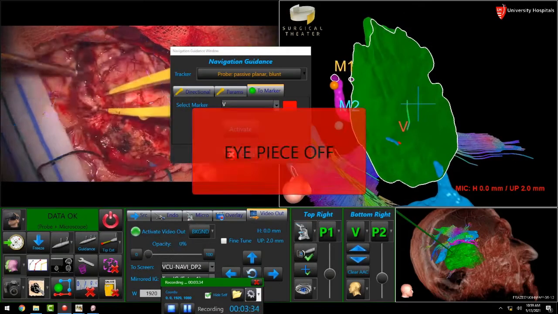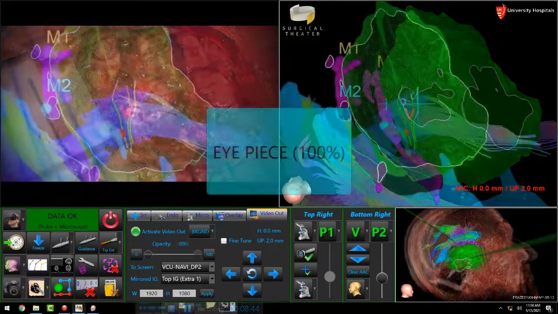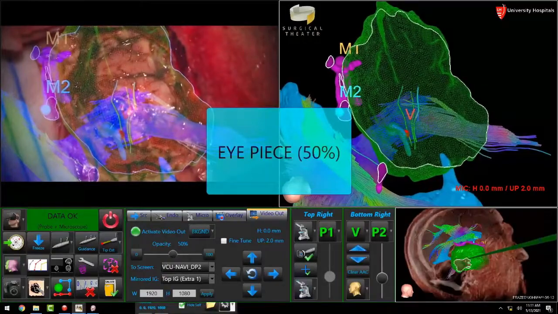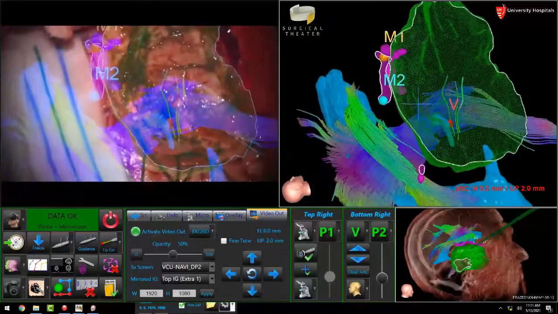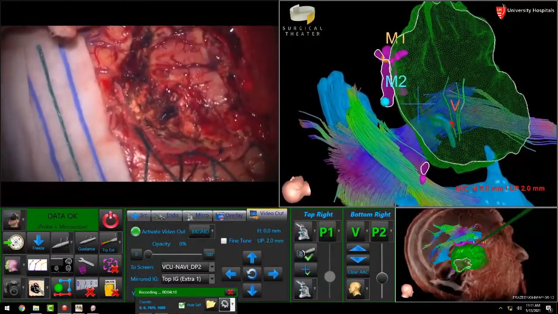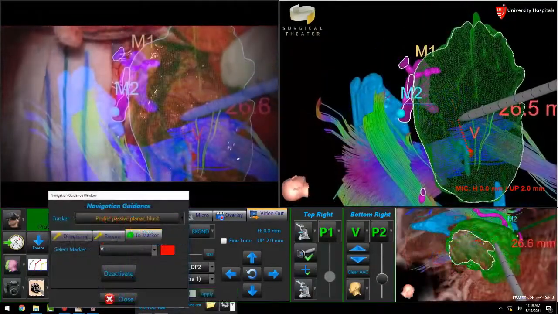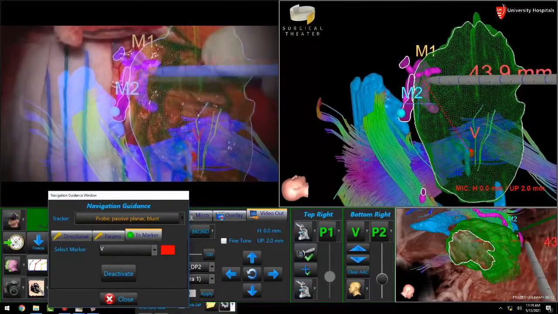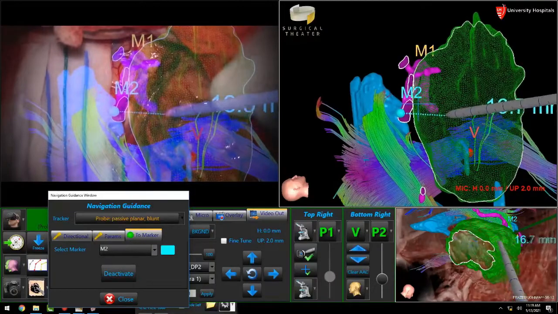As you can see, there's a temporal lobe tumor. And here we used SyncAR to delineate where the M2 branches were, as well as the ventricle, and be able to measure the distance from the tumor to these critical structures. As we deepened our resection, we used the stylet to identify the distance to M2 here, as well as the distance to the ventricle as we got deeper into the resection cavity.